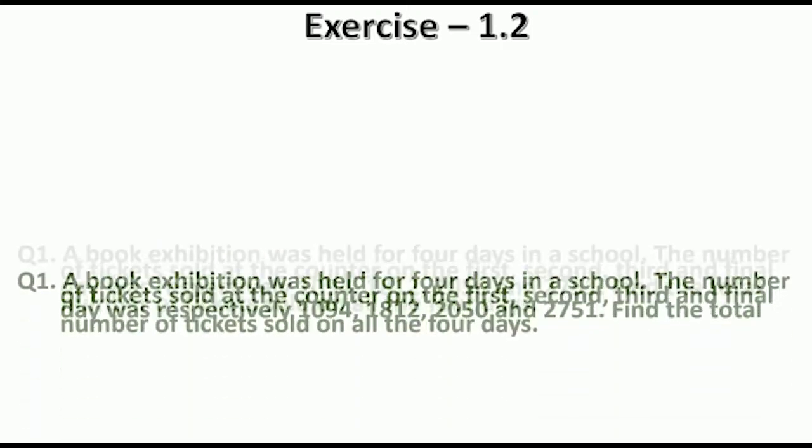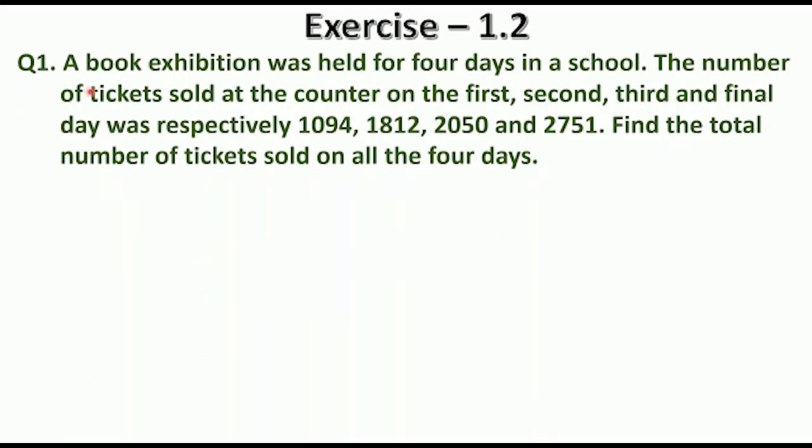Question number 1: A book exhibition was held for 4 days in a school. The number of tickets sold at the counter on the first, second, third and final day was respectively 1094, 1812, 2050 and 2751. Find the total number of tickets sold on all the 4 days.